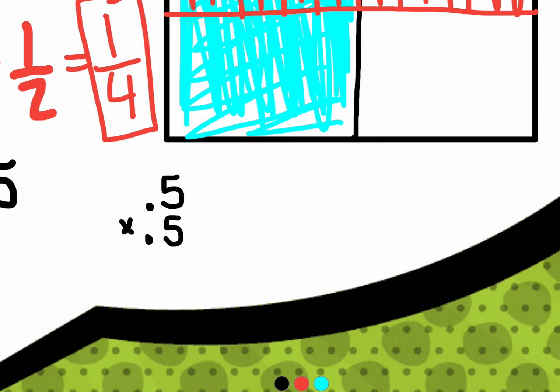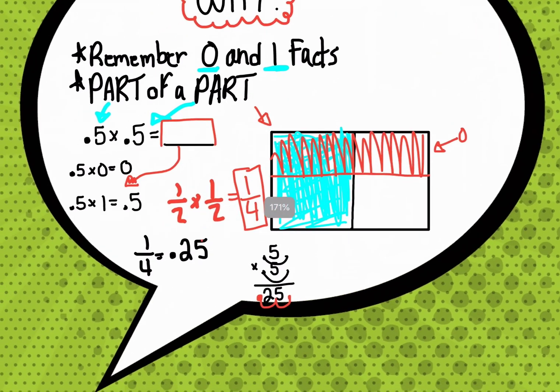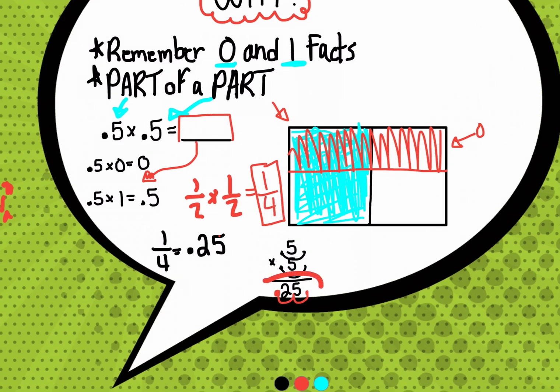And if I was to actually do the multiplication, if I was to do 0.5 times 0.5, like we talked about yesterday, you jump your decimal. 5 times 5 is 25, and then you jump your decimal back. So our whole question is, why are my answers getting smaller? It's because you are taking a part of a part.